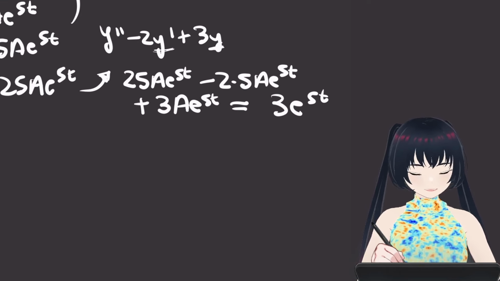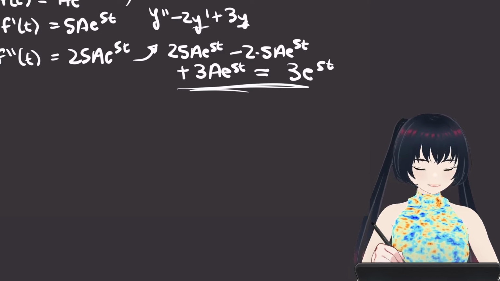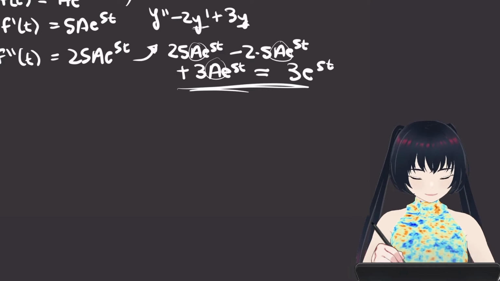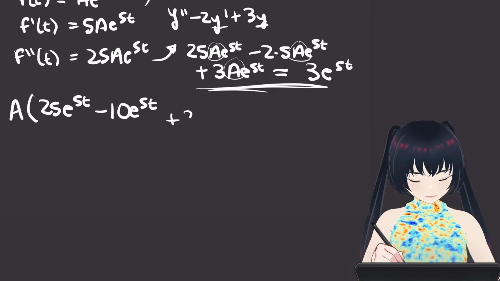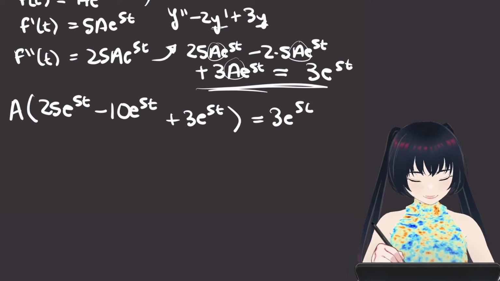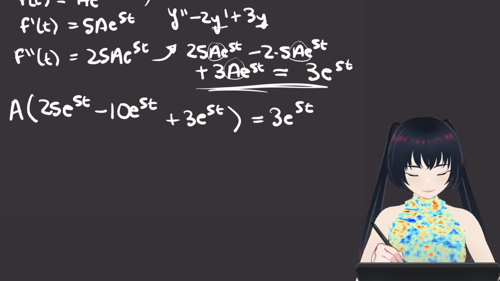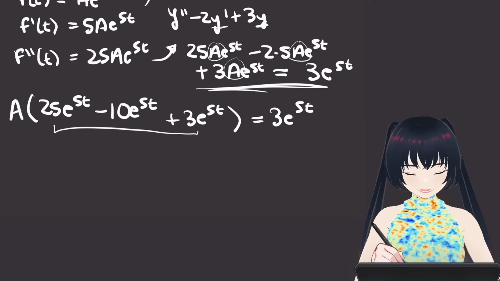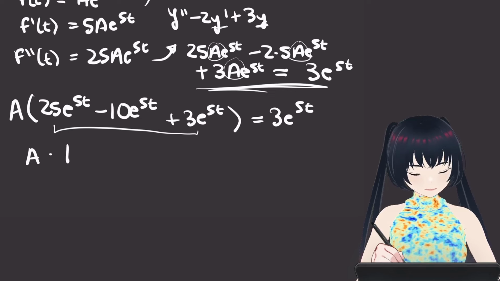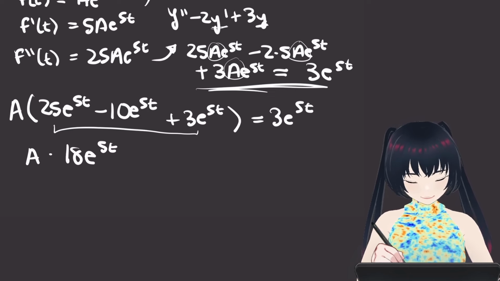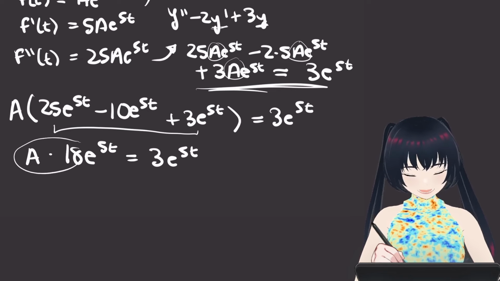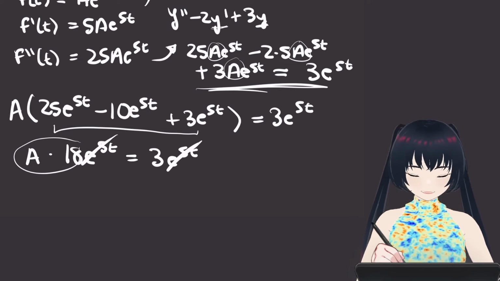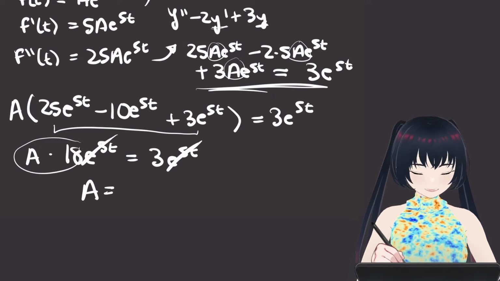So now we have this expression here, which means we simply have to solve for this constant a. In order to do that, let's first take out a. And then we get this expression here. We can then simplify this even further to get 18a e to the 5t, which is equal to 3e to the 5t. And what we need to do next is simply divide out the e to the 5t and solve for a, and a is 1/6.